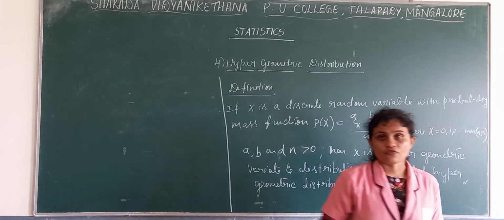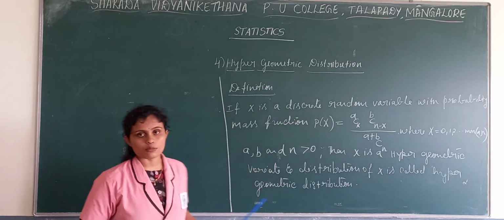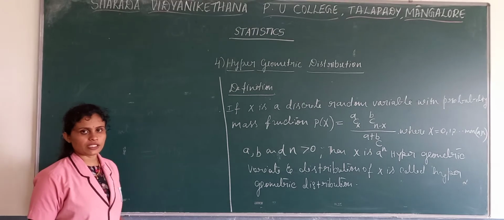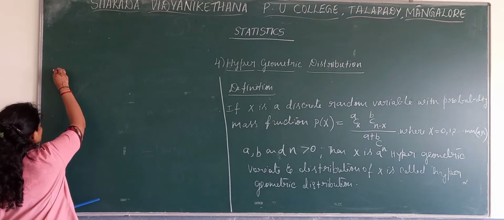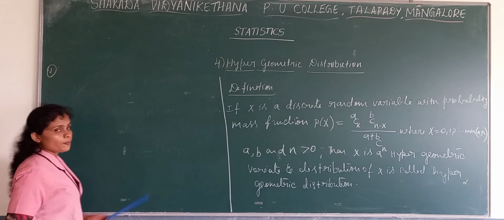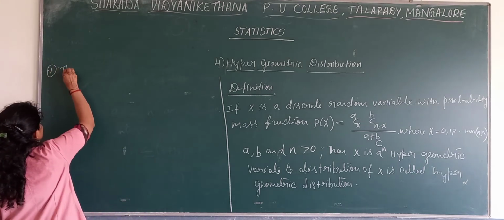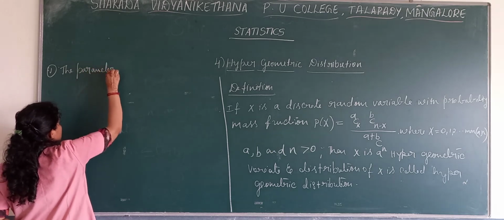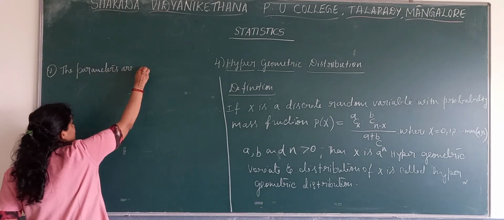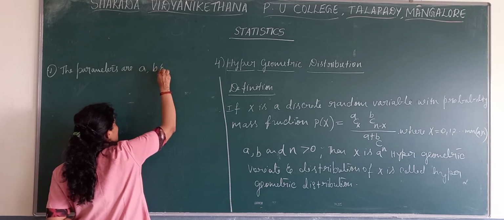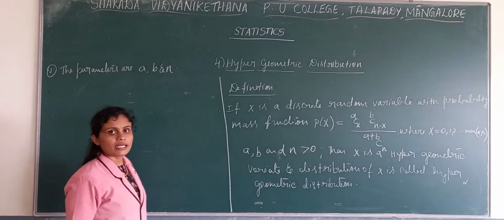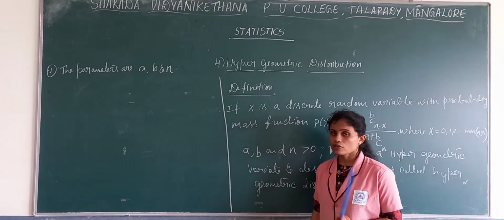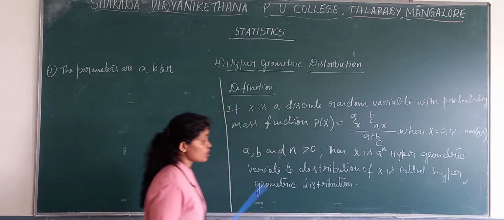Now here comes the first feature. What are the parameters? Here in case of hypergeometric distribution, the parameters are A, B and N. Here A, B and N are the parameters of hypergeometric distribution.